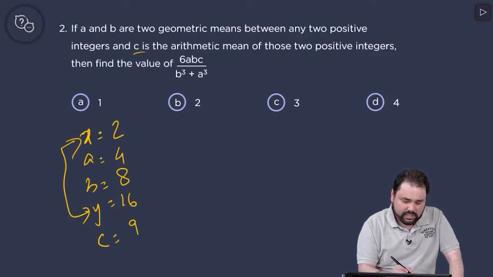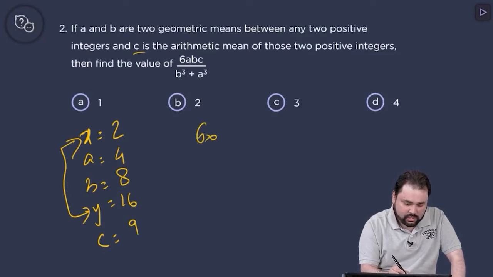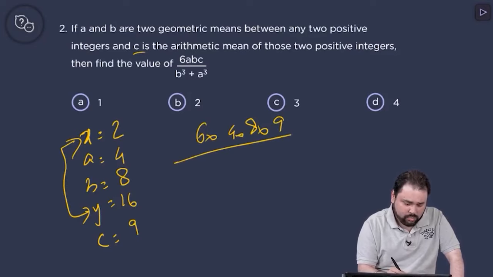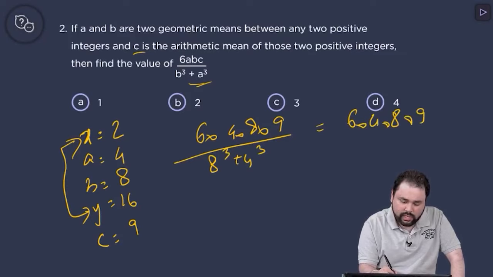So A is 4, B is 8, C is 9. So 6 into ABC, 6 into 4 into 8 into 9 by B cube plus C cube. B cube is 8 cube plus 9 cube. Oops, that's long. No, it's B cube plus A cube. Sorry, my bad. It's B cube plus A cube. So 8 cube plus 4 cube, which is 6 into 4 into 8 into 9.